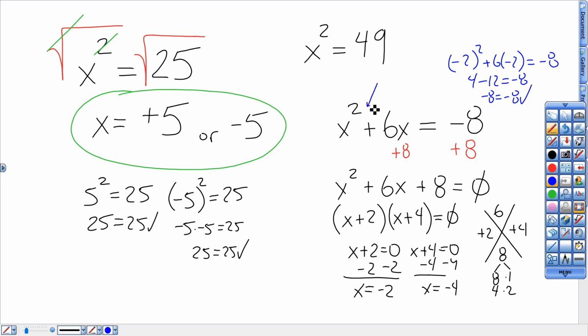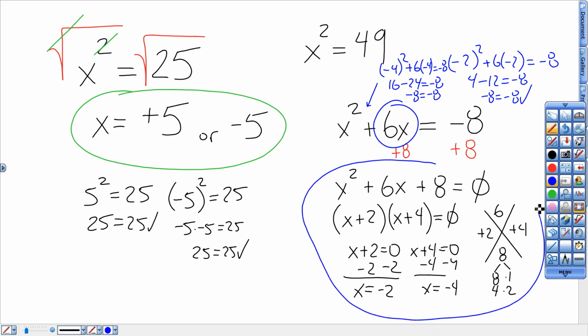Plugging it into these originals. Negative 4 squared plus 6 times negative 4. Does that equal negative 8? It should. 16 minus 24. Yes, that does equal negative 8. So you can see when we're solving these quadratics, when you have an extra term in there, you rearrange it and you solve it by factoring.